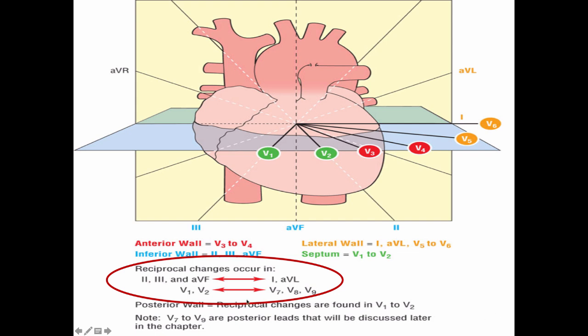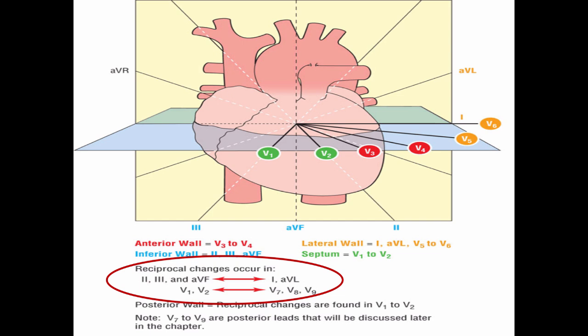Our other reciprocal leads are going to be V1, V2, right there, and V7, V8, V9, which are our posterior leads. So maybe I have elevation in V1, V2, if I look posteriorly, which isn't on this diagram. If I have elevation in V1, V2, I'm going to have depression in V7, V8, V9, our posterior leads. And the opposite is also true.